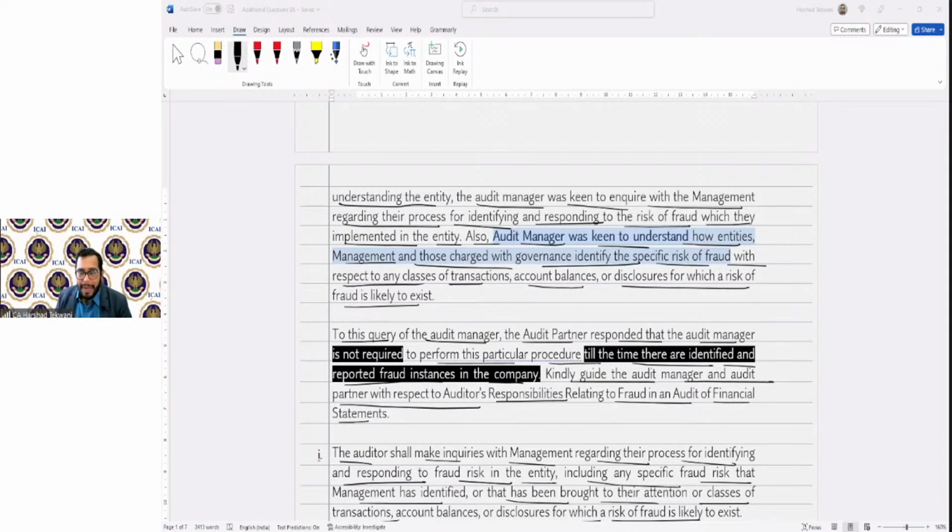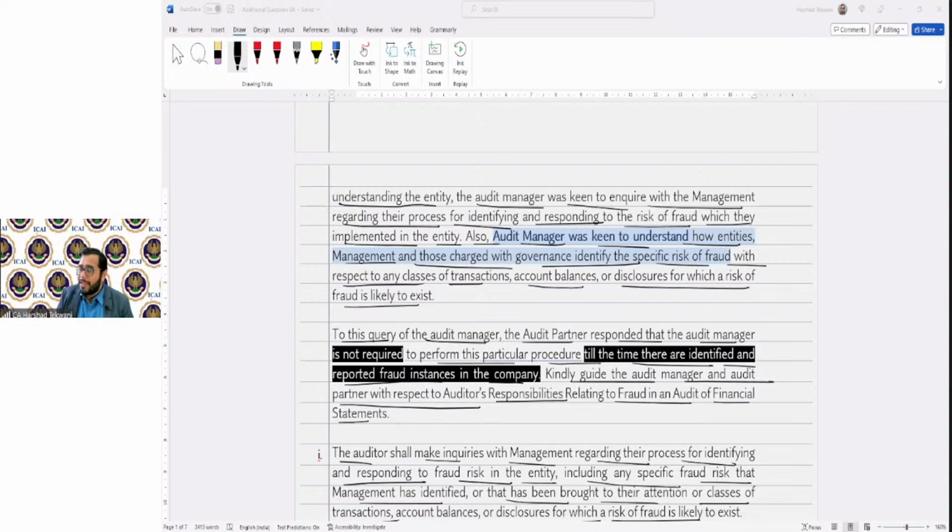But audit partner responded that the audit manager is not required till the time there are identified and reported fraud instances in the company. So it's not necessary that the auditor or the engagement partner or the audit manager is only required to report or only required to inquire when there is a fraud risk, or there has been fraud reported.